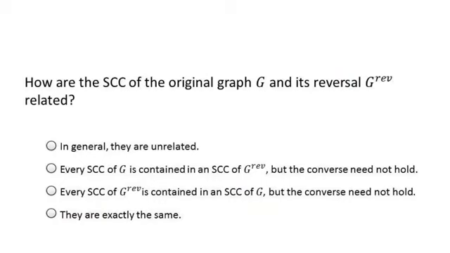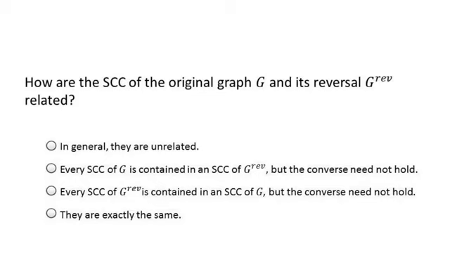So the correct answer to this quiz is the fourth one. The strong components are exactly the same as they were before. In fact, the relation that we described is exactly the same as it was before, so therefore the equivalence classes of the strong components are exactly the same. So if two nodes are related in the original graph, that is, there's a path from U to V and a path from V to U, that's still true after you reverse all the arcs. You just use the reversal of the two paths that you had before.